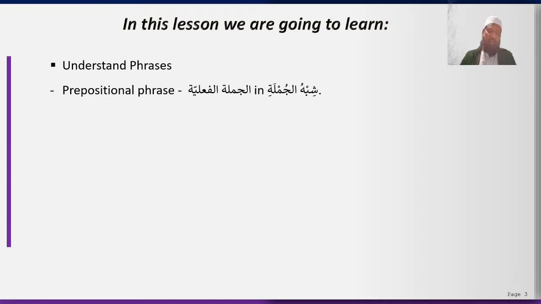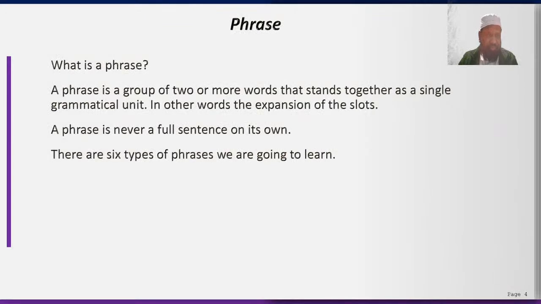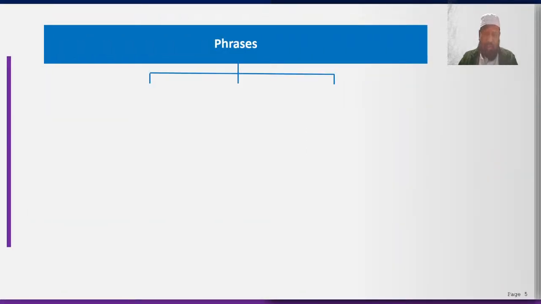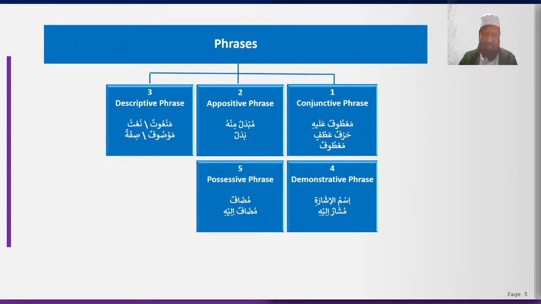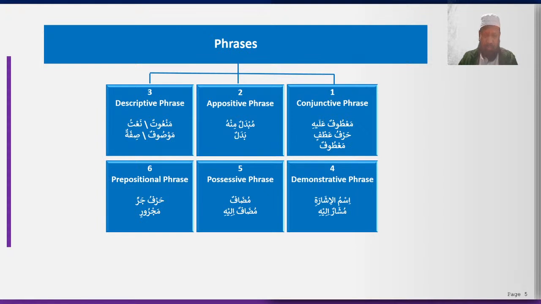From today's lesson, we'll look at when a شبه الجملة comes in الجملة الفعلية. In what slot does a شبه الجملة come in جملة فعلية? So this is the phrase. We know what a phrase is by now. There are 6 types of phrases, and we're doing the last one, the prepositional phrase.